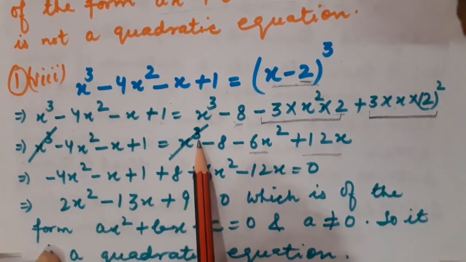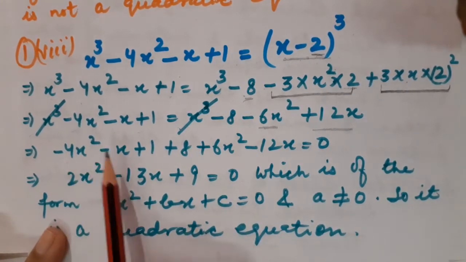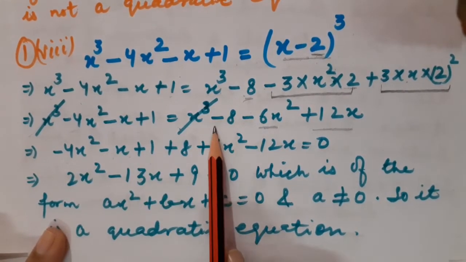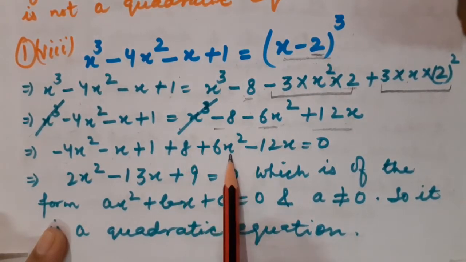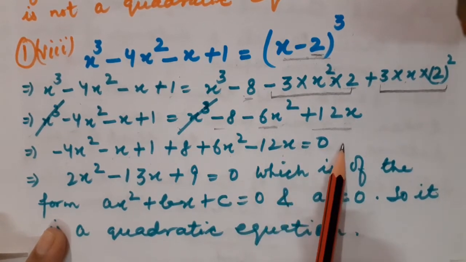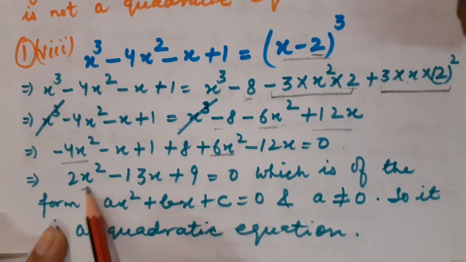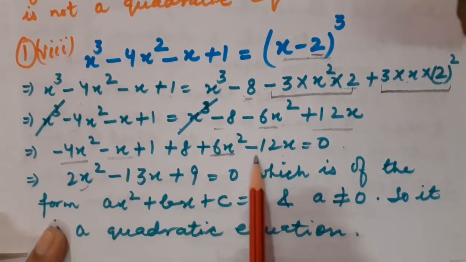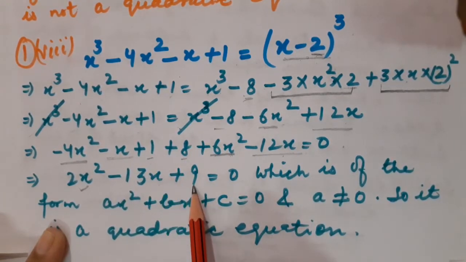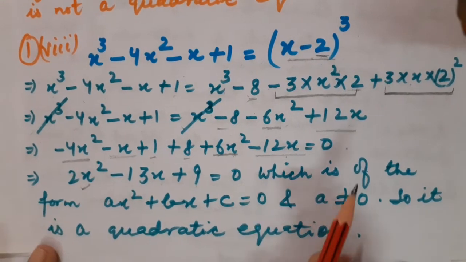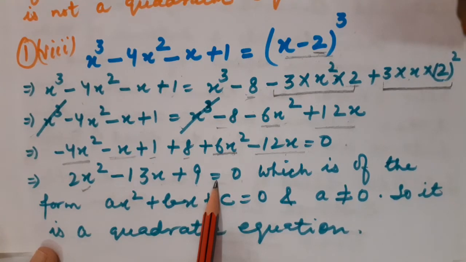Correct. Here x cube and x cube are going to be cancelled because if you take it on left hand side, it would become minus x cube. Correct, children? So this is minus 4x square minus x plus 1. All these terms I am bringing on left hand side. It would become plus 8 plus 6x square minus 12x is equal to 0. Let us simplify them. After simplifying both of these terms, I have got 2x square. Here minus x and minus 12x will become minus 13x, and 8 plus 1 will become 9, which is equivalent to 0.